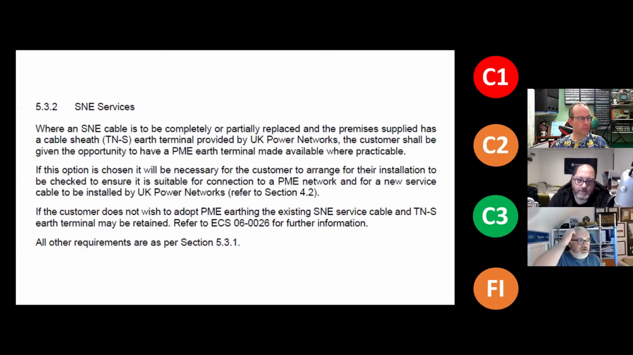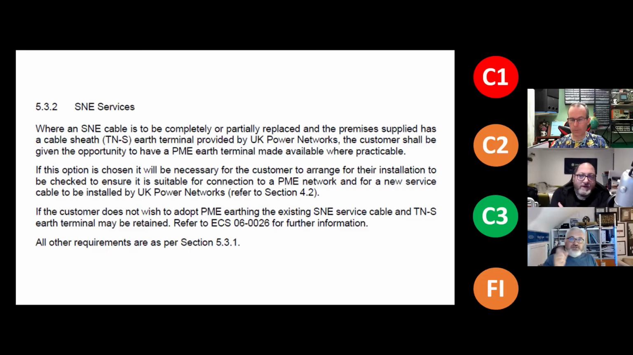This is quite an interesting comment. S&E services, so separate neutral and earth, what we know as PILC, paper insulated lead, TNS to sparks. Where a separate neutral earth is to be completely or partially replaced and the premises supplied has a cable sheath, TNS earth terminal, provided by UK Power Networks, that includes the clamps, by the way, the customer shall be given the opportunity to have a PME earth terminal made available where practicable. I wonder how many customers are spoken to by the DNOs and offered a PME earth terminal, because I'm pretty sure that number's 0. Yeah.